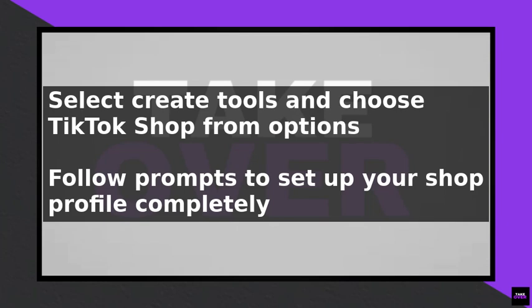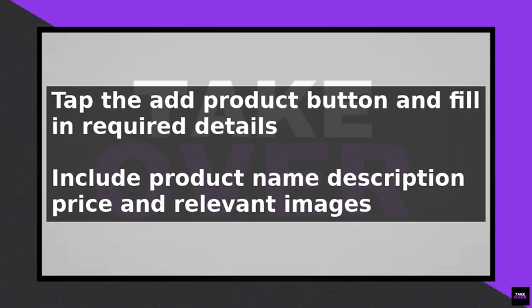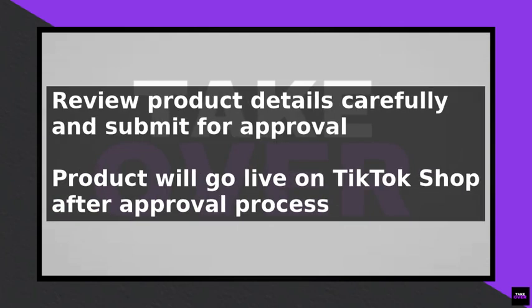If you haven't already, follow the prompts to set up your shop profile. Once your profile is created, you can start adding products. To do this, tap the Add Product button and fill in the required information, including the product name, description, price, and any relevant images. After completing the details, review everything carefully and submit.